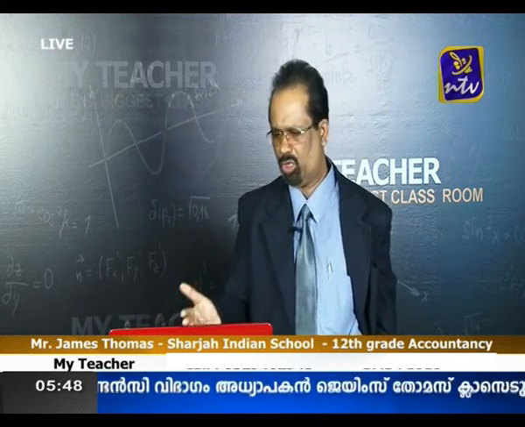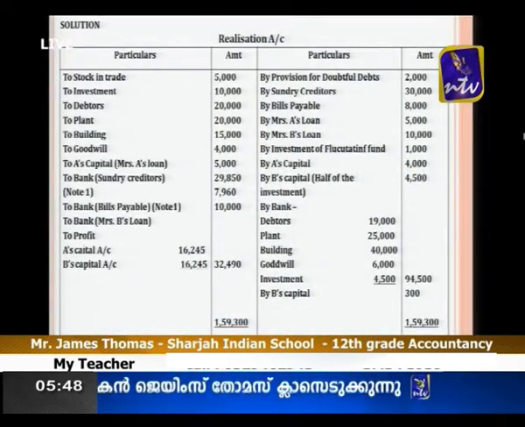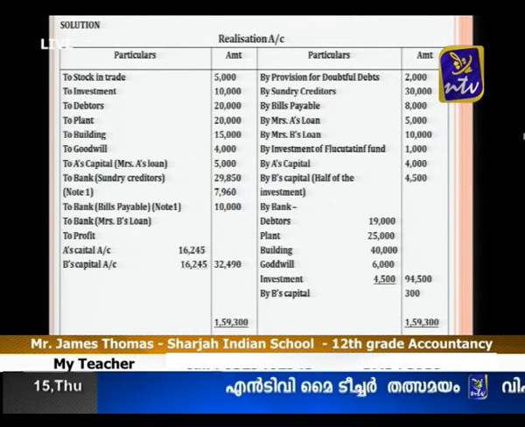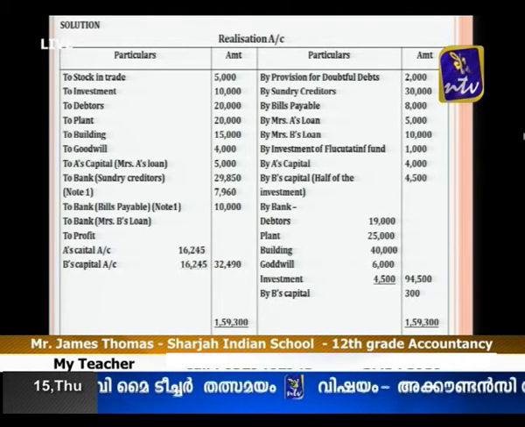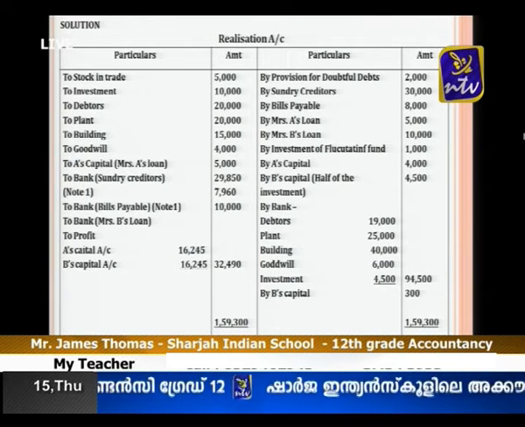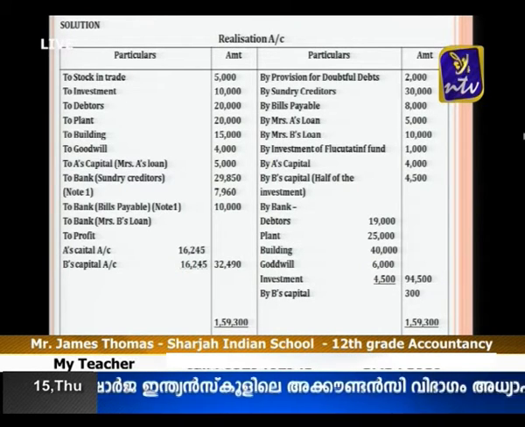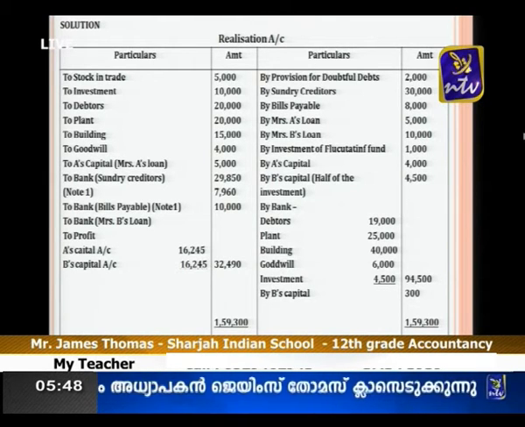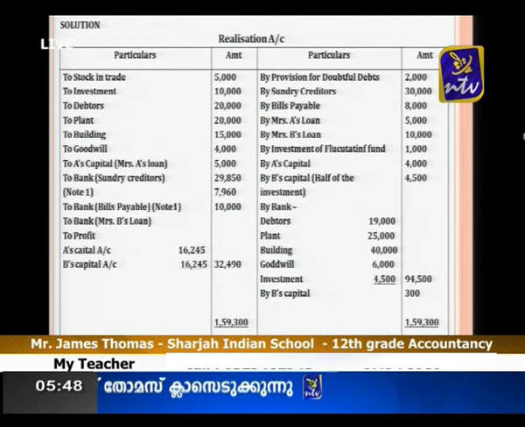Then after entering all entries, we are taking the difference between credit total and debit total. In this problem you can see that the credit side is more than the debit side, so we are getting a profit of 32,490, and that profit is divided by the partners equally. Why equally? Because in the absence of agreement, the profit should be divided by the partners equally, as per Section 13 of the Partnership Act 1932. So this profit we are dividing among the partners equally.